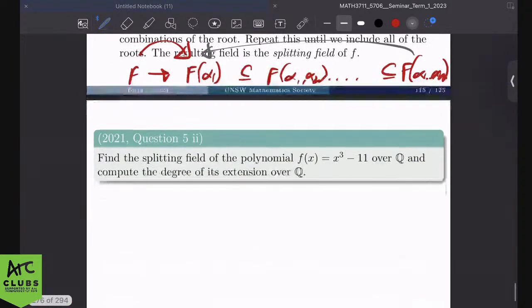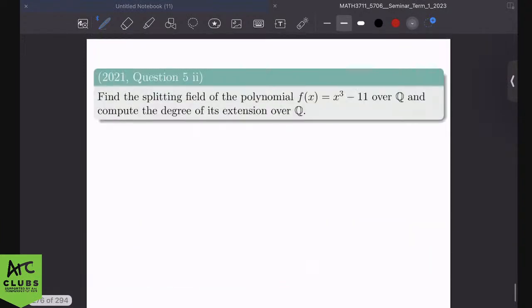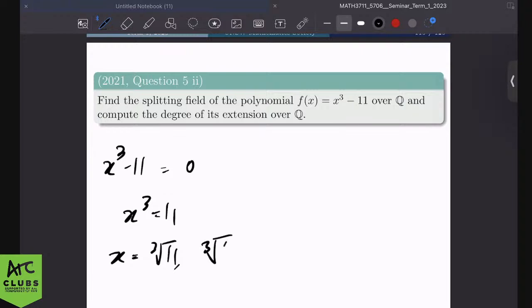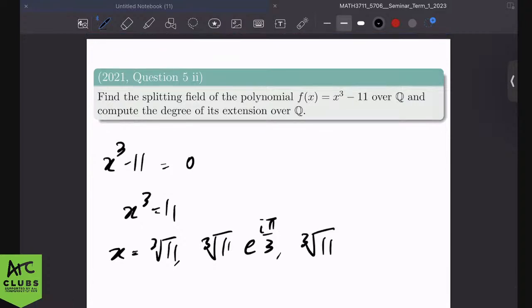Okay, we'll probably only do a few more examples, we'll do this example over here. Find the splitting field of the polynomial x cubed minus 11 over Q. So it's a pretty simple start. Just find the roots. We've done this kind of question before. x cubed minus 11 equals 0, x cubed equals 11, which means that x equals cube root of 11, cube root of 11 times w, or you can just write it as e to the power of i pi on 3.